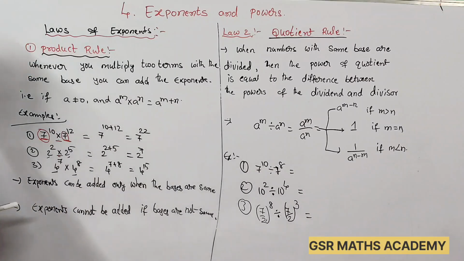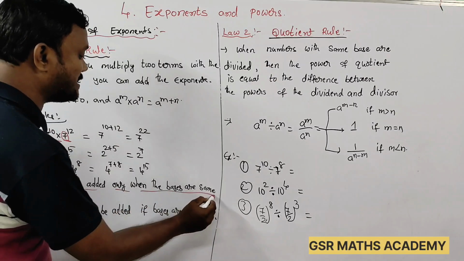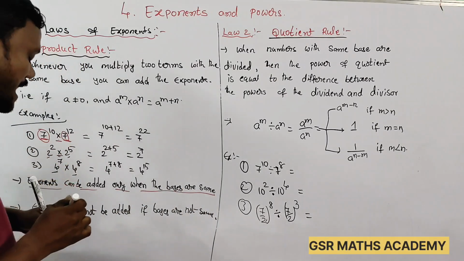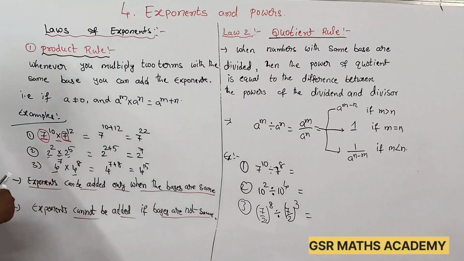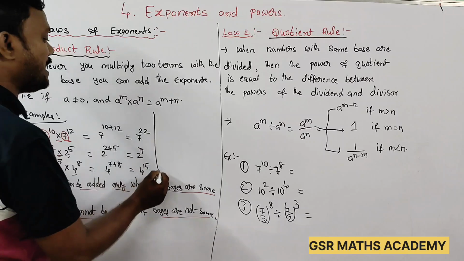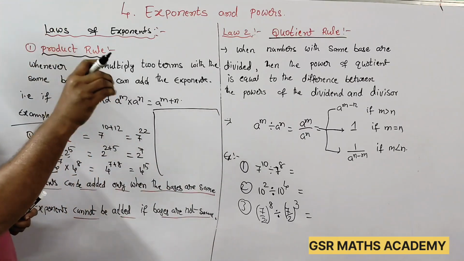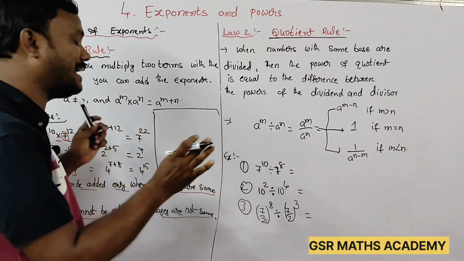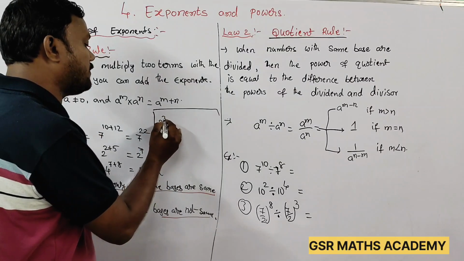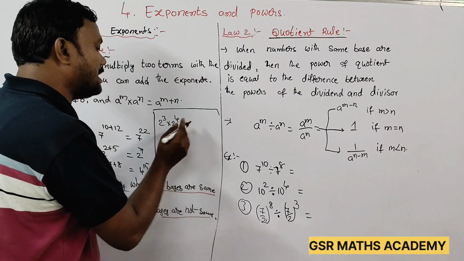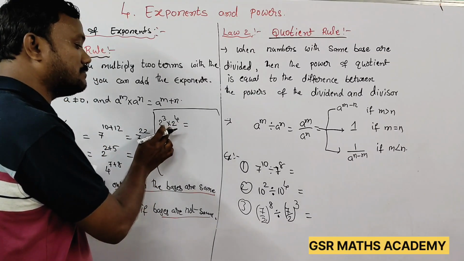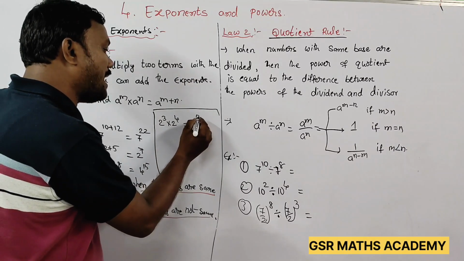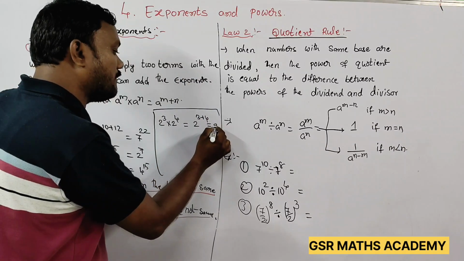There are two important notes that you need to understand. Exponents can be added only when the bases are the same; exponents cannot be added if the bases are not the same. And even though the bases are the same, if the connection is not multiplication, the exponents cannot be added. For example, 2 to the power of 3 into 2 to the power of 4: the bases are the same and the connection is multiplication, so you can add the powers and get 2 to the power of 7.